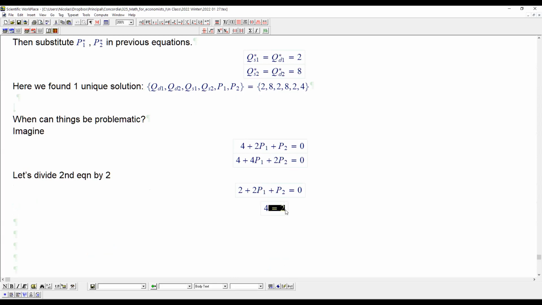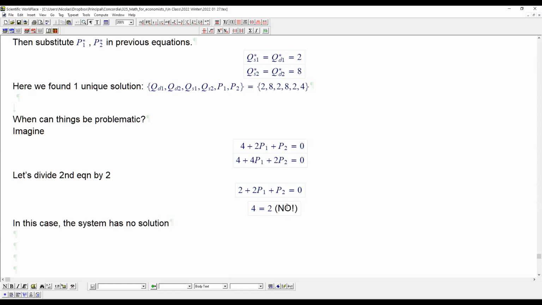It's not that math is broken. It's just that I have given you a system of equations in which you cannot find a solution for P1 and P2 such that both equations are simultaneously equal. So in this case, the system has no solution.